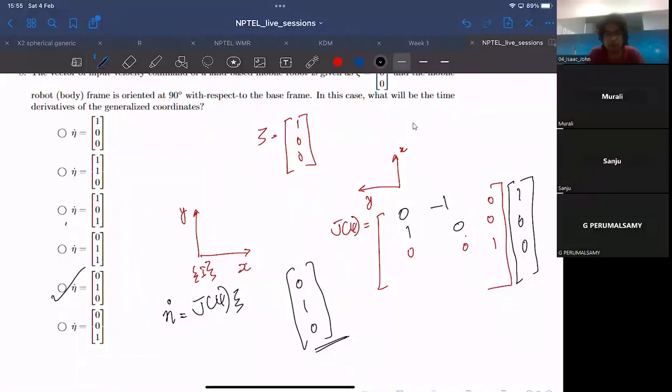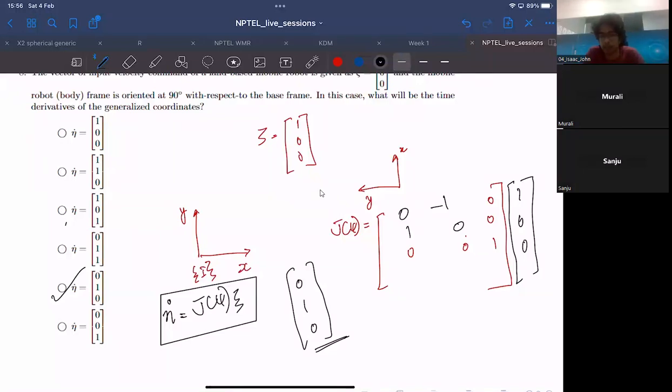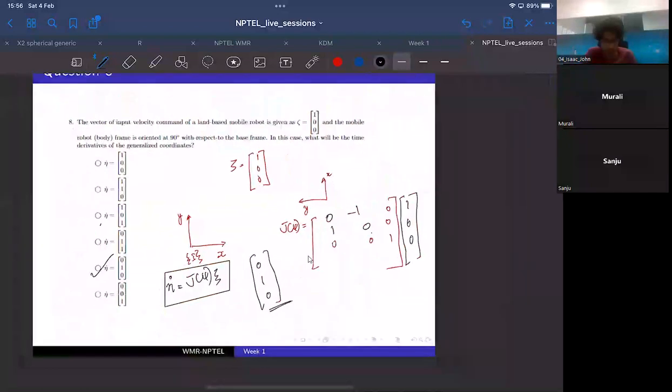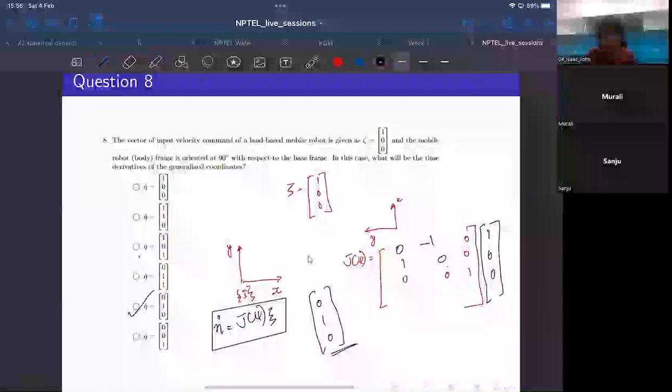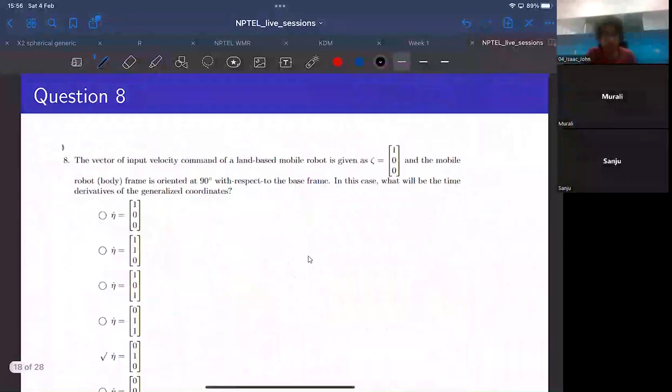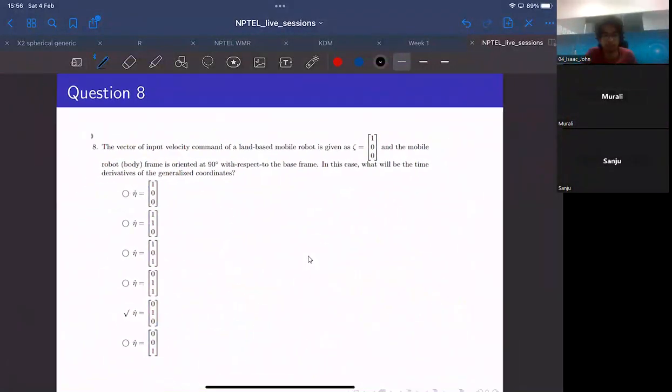So this is basically a forward differential kinematics problem. We are only applying the forward differential kinematics formula to find out the velocities of the generalized coordinates with respect to the inertial frame of reference. So I hope this is clear. If you guys don't have any further questions, we'll move on to the next question. It is indeed option 5. Yes.